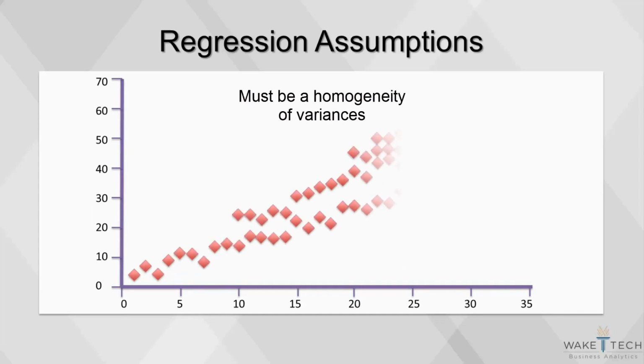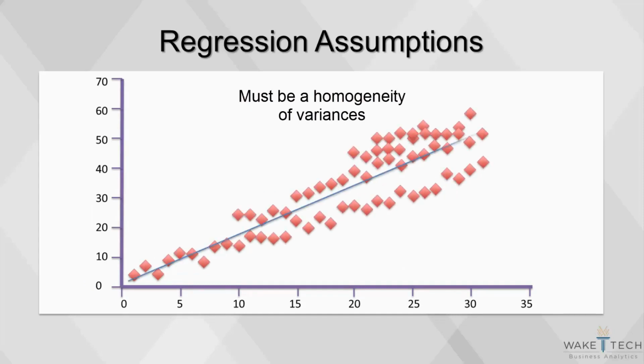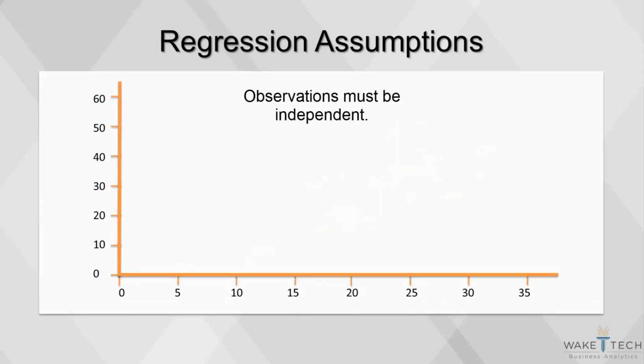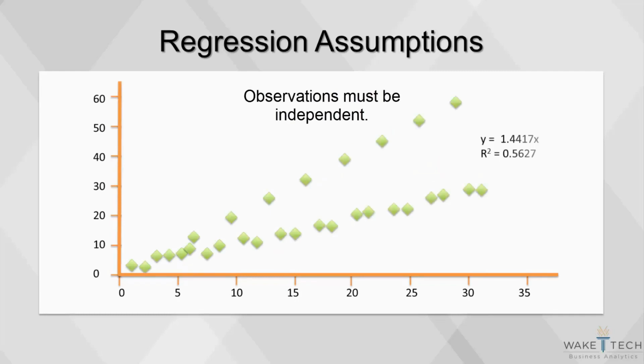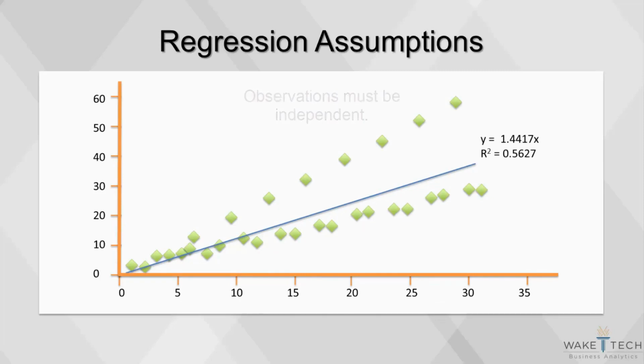Additionally, the variance of y at each value of x should be the same, or in other words, we should have a homogeneity of variances. The fourth and final assumption is that the observations are independent. Here, one trend line is not sufficient. In other words, if sales today depend on sales yesterday, then linear regression models will not work.